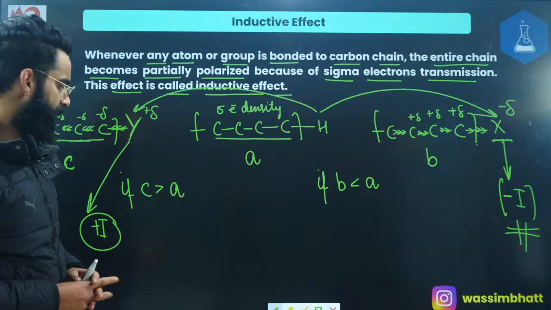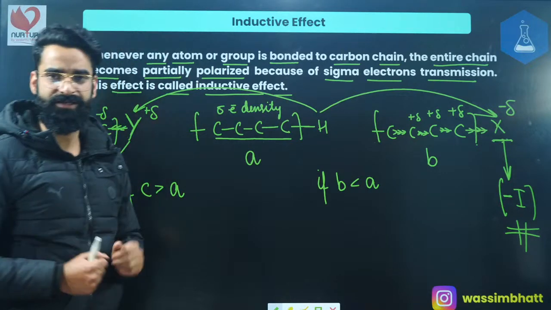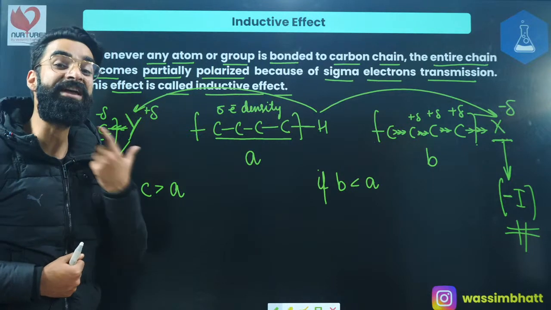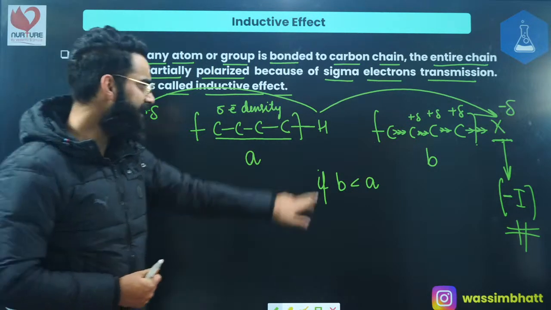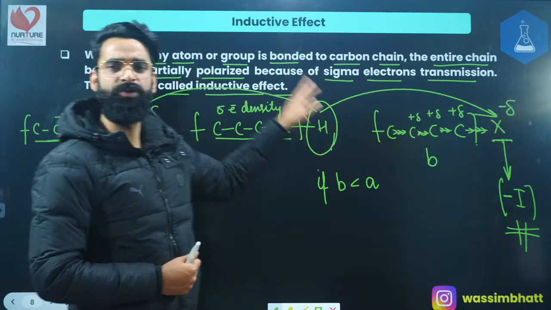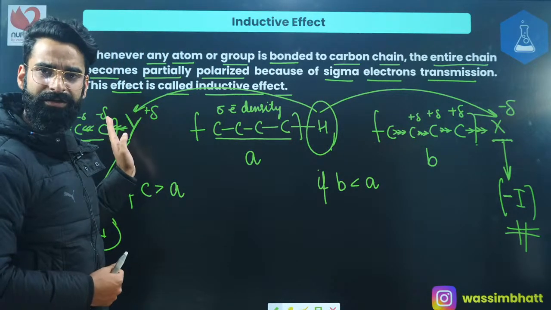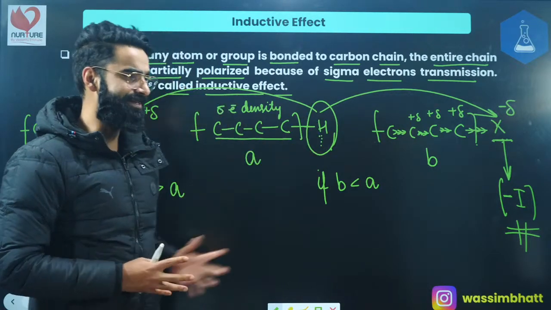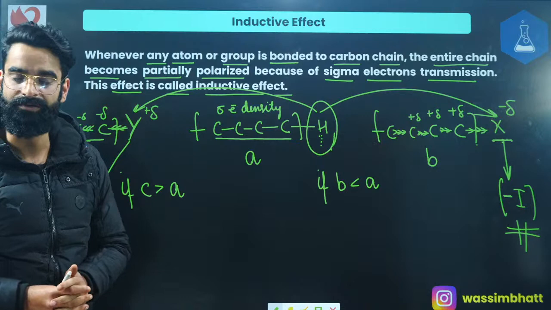Yeah? Perfect. Now there are certain things which you need to know. If I ask you, this inductive effect is measured with respect to which atom? You'll say it is measured with respect to hydrogen. You replace hydrogen with X, then you replace hydrogen with Y, right? This inductive effect is measured with respect to hydrogen. This hydrogen is taken as a reference in case of the inductive effect, right?